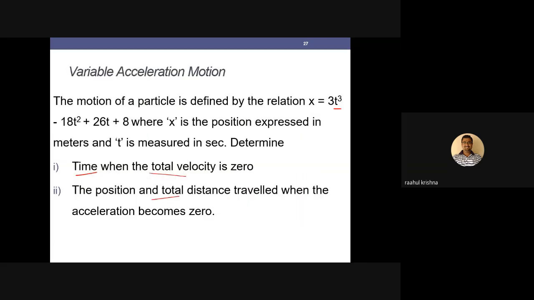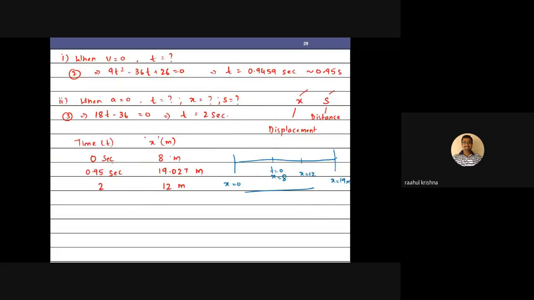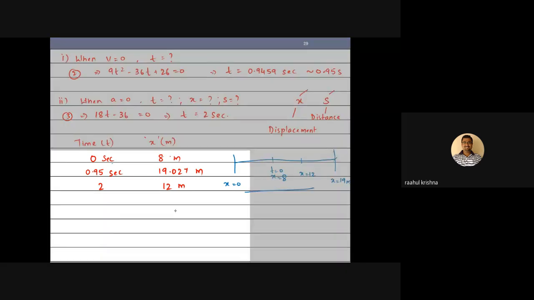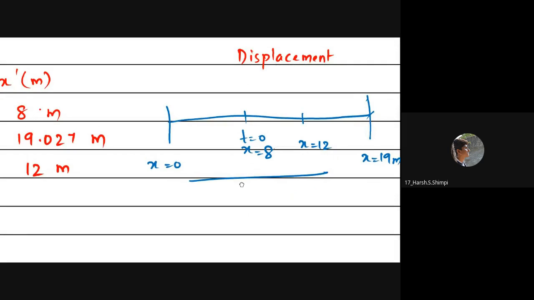Now read the question again. What am I supposed to find out? I'm not supposed to find out the displacement. I'm supposed to find out the total distance traveled, right? If I was talking about the total displacement of the particle, what would it have been? 8 plus 19.027 minus 12. The final position minus the initial position. What is the final position? 12. What is the initial position at t equal to 0?